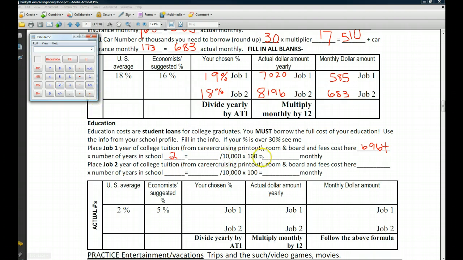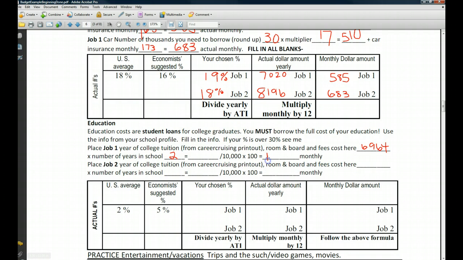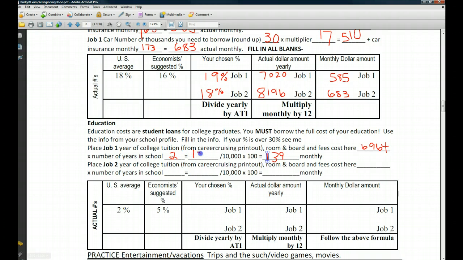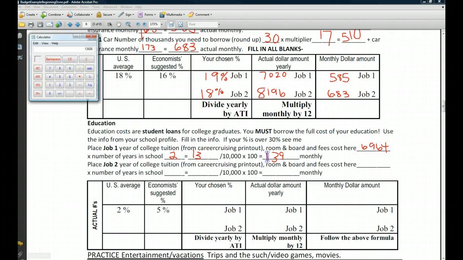Now you have the rest of the formula here. Divide by 10,000 and then times 100. So my monthly payment will be $139. Okay, so 6,964 times 2 equals 13,928.